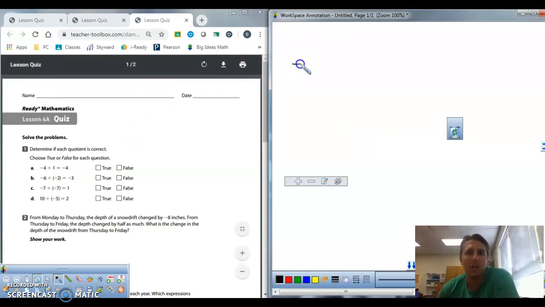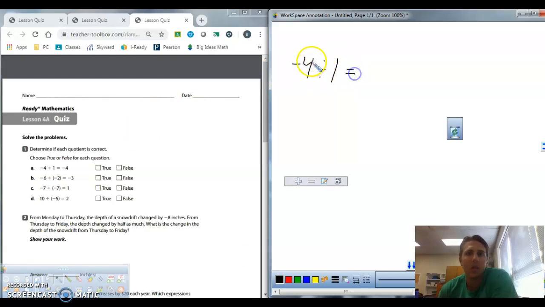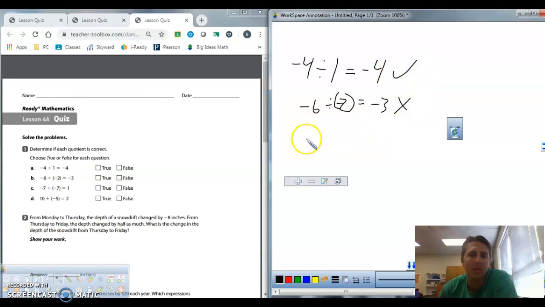Okay, so we got negative 4 divided by 1. Well, anything divided by 1 is itself, right? If it's a positive one. So we still get negative 4. That'd be true. Next one. Negative 6 divided by 2. Or negative 2, sorry. Equals negative 3. Well, a negative divided by a negative is supposed to get you a positive, so that'd be false. First one's right, second one's false.